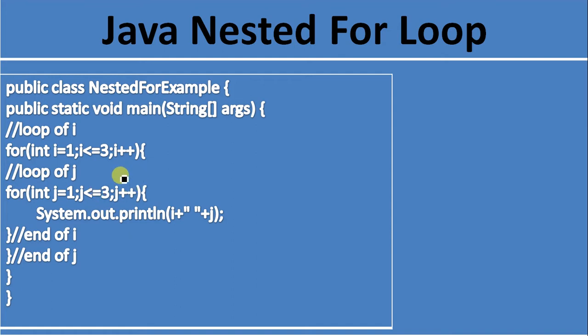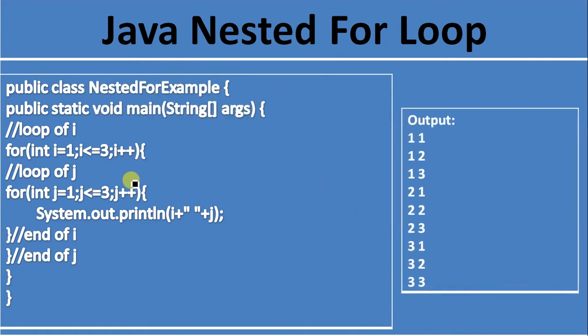So if you run this program, you will get the output like this. How is it coming? Let's understand. For I equal to 1, here the I value is 1. Now the condition is true, 1 less than or equal to 3. Control comes to the inner for loop. Here we have initialized the value of j with 1. Condition check, 1 less than or equal to 3, the value is true. Print the value of I and j. At this time, the value of I is 1, the value of j is 1. So the output is 1 1.